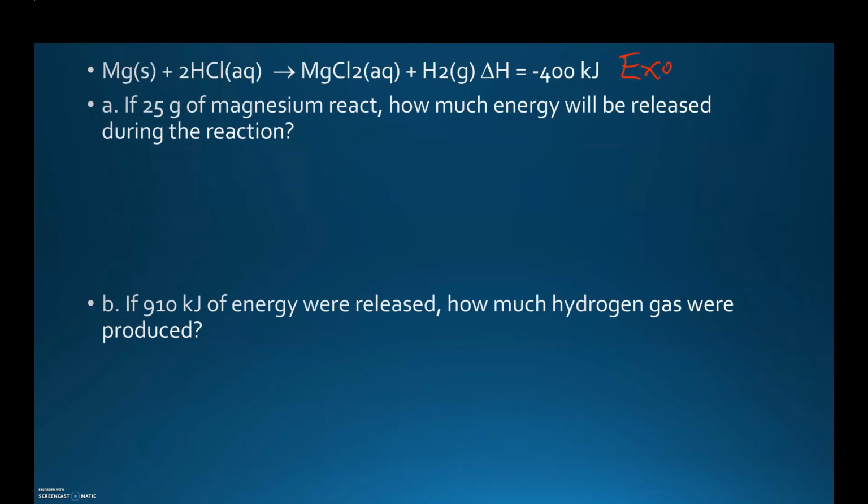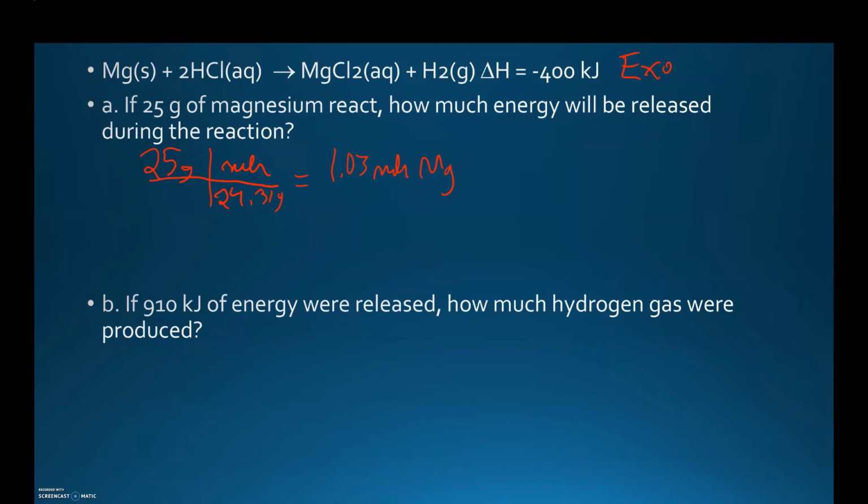Now, letter A says if 25 grams of magnesium react, how much energy will be released during the reaction? We want to take the mass of magnesium and convert that into moles. Always get your mass converted to moles if you're given grams. The molar mass of magnesium is 24.31 grams per mole. We just divide that out, and we end up with 1.03 moles of magnesium.